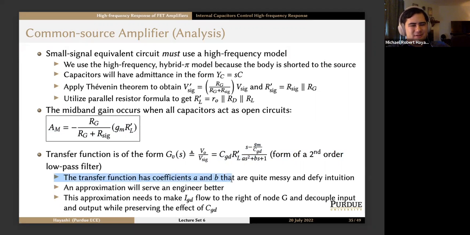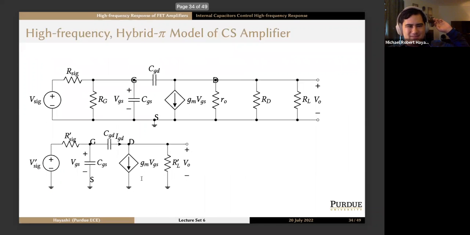Now, transfer function coefficients A and B are messy, defy intuition. We could write them out, but it's not really going to tell us very much. An approximation would serve the working engineer better. So the approximation needs to make IGD flow to the right of node G and decouple input and output while preserving the effect of CGD. So we need to peel off IGD current from the input side of the circuit, inject it into the output side of the circuit without having to deal with this bridging capacitance CGD.